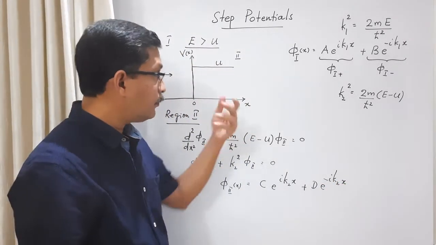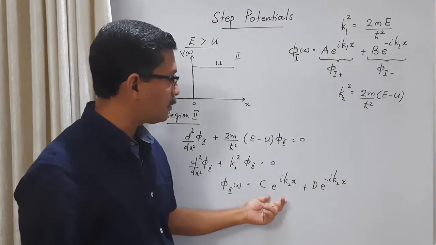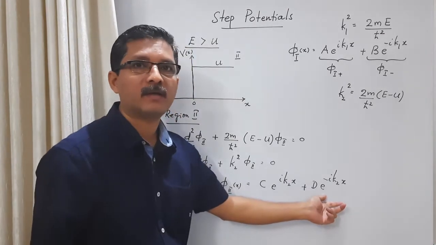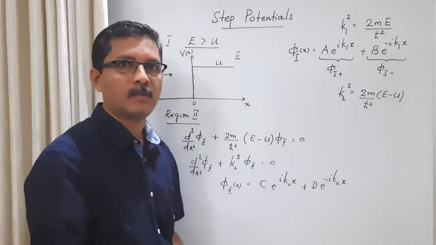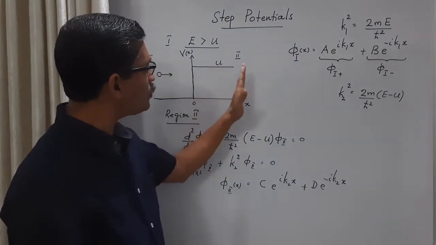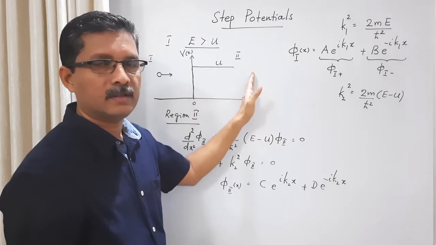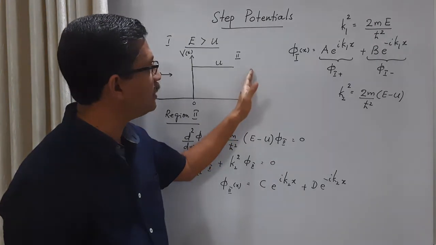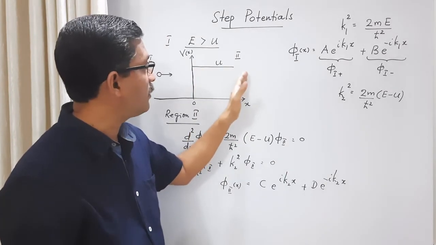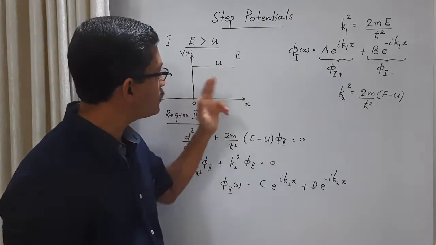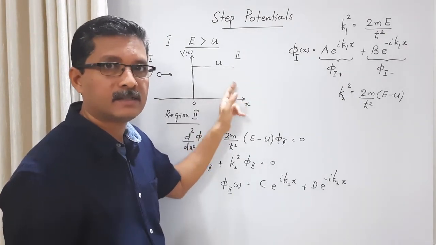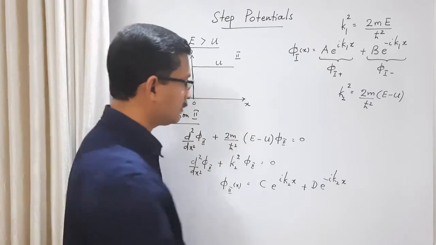From the earlier discussion, we know that this must represent a wave traveling in the plus x direction, and this must represent a wave traveling in the minus x direction when the time dependent part is added to it. But when you look at region 2, there is no barrier in region 2. There is no force, no potential change which can reflect the particles in region 2. Therefore, there can be no reflected wave. There can be no wave traveling in the minus x direction in region 2. That means we can neglect this.